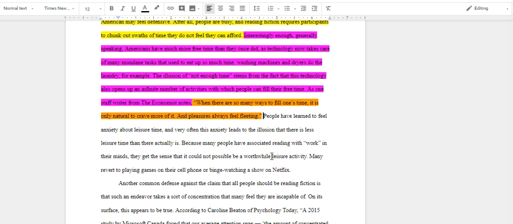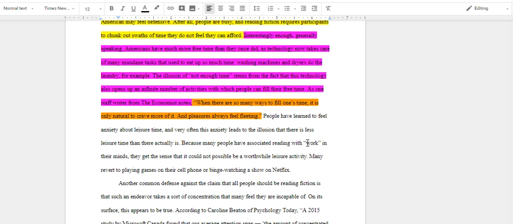So let's see what it says. People have learned to feel anxiety about leisure time, and very often this anxiety leads to the illusion that there is less leisure time than there actually is. So that part is basically where I am restating what was already said in the quote. So kind of explaining what's quoted in other words to make sure that my reader understands it. And then the next part is where I'm going to connect it back to my argument, okay?